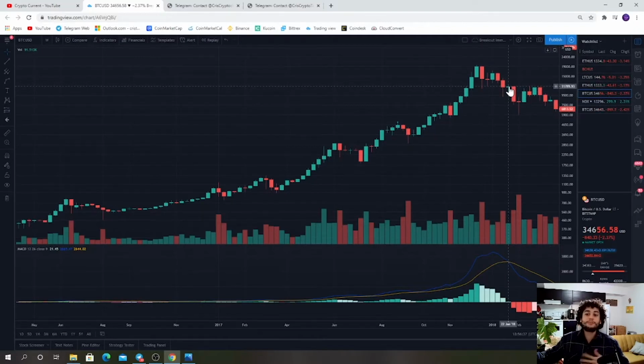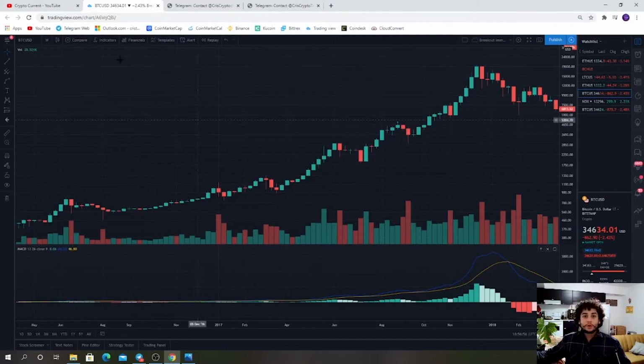So if you traded purely off the MACD here, you would have entered a trade down here at $1,000, and you would have exited up here at $12,000. And that's a fantastic trade. So in a lot of cases, the MACD can be very useful when you're gauging the trend of the market, whether it's going up or down.